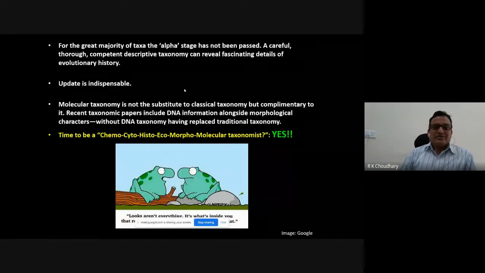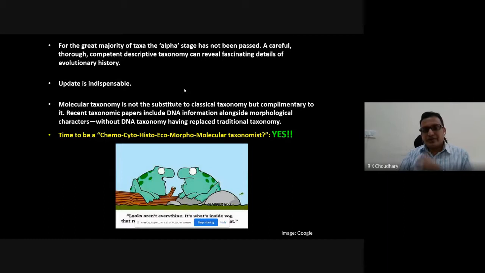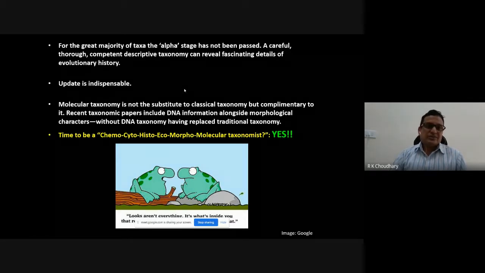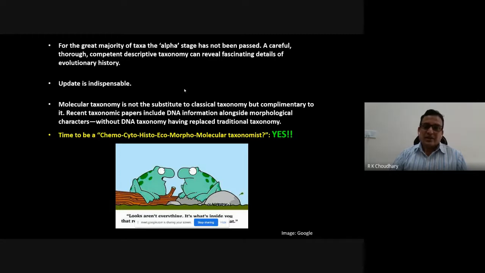To conclude, I would say that even if you are not carrying out molecular taxonomy, don't be disappointed, because for some developing or tropical countries like India, Vietnam, Cambodia, the alpha stage of taxonomy has not been passed. A careful, thorough, competent, descriptive taxonomy can also reveal fascinating details of the evolutionary history. So even if you are carrying out plant morphology-based research, don't be disappointed. You can still publish good papers and talk about evolutionary history, but you have to keep updating yourself. What are the changes going on? What new tools and techniques are coming in the field of taxonomy? You have to keep on reading and checking.